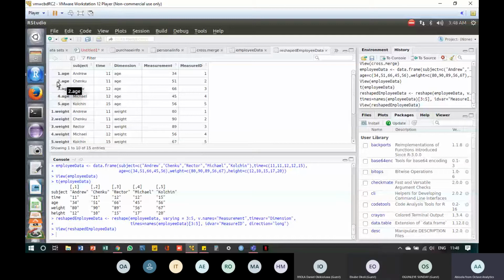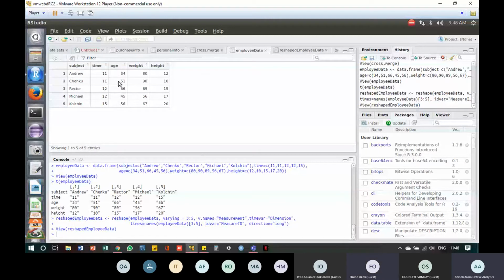Now come to this data. So 2 to age is 51. Can you see it? Yes. Okay, let's see something. 4 to weight is 56, right? 4 to weight is 56. Now come here. 4 to weight is 56. Do you understand? Yes. Okay.